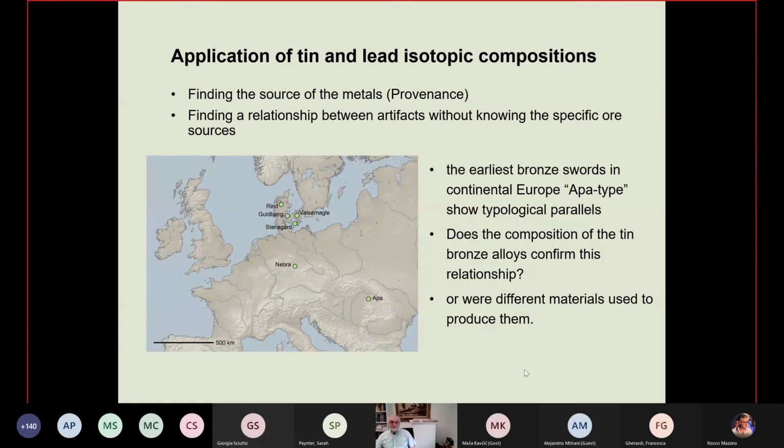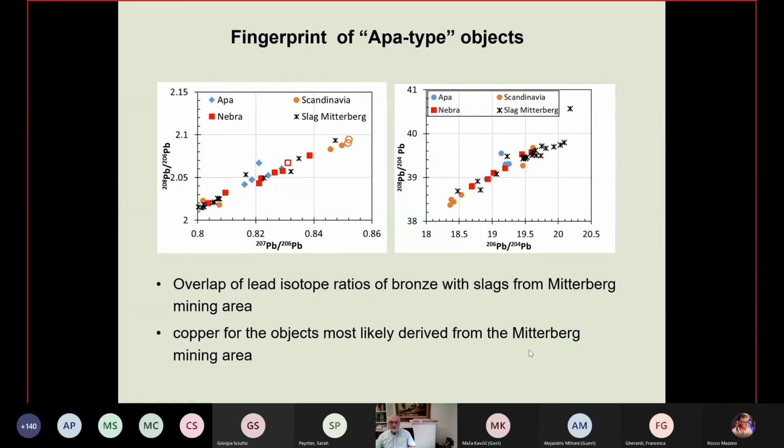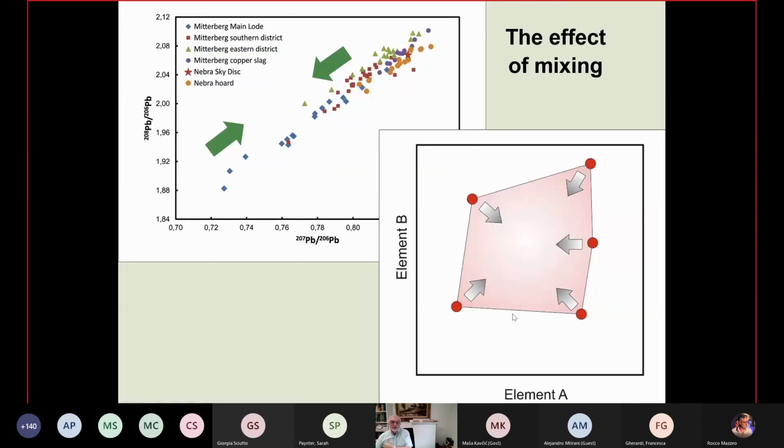So, if I have 2 more minutes allowed, I want to show this, coming back to this question of the swords that were found in Denmark and in Romania, northwest Romania, and also in Nebra. First of all, we find that the lead isotope composition clearly speaks for a provenance of the copper from the Mitterberg, but where does the tin come from?